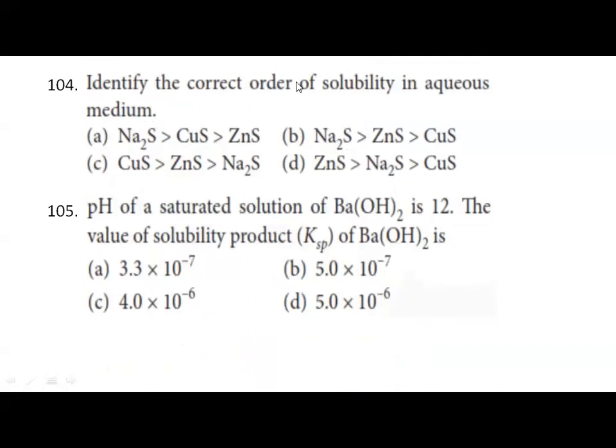Next question: identify the correct order of solubility in aqueous medium. In aqueous medium, sodium sulfide, copper sulfide, and zinc sulfide are there. Sodium sulfide is soluble in water. The solubility product, and hence the solubility, of zinc sulfide is larger than copper sulfide. So first comes sodium sulfide, then zinc sulfide, and then copper sulfide.